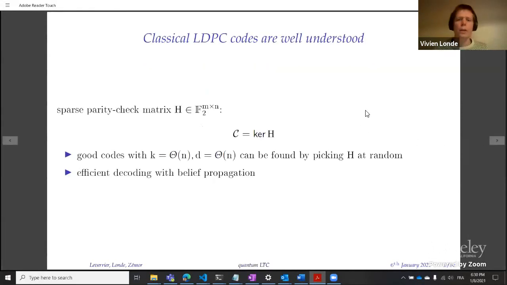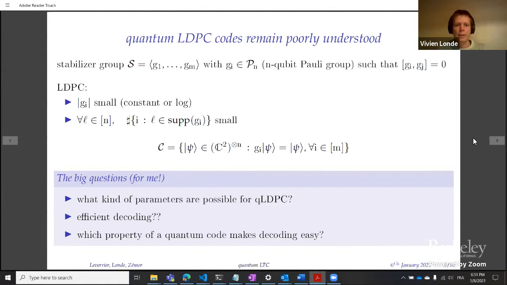Okay. So this talk is about quantum codes, and I will start with the controversial sentence that classical LDPC codes are well understood, in the sense that if you pick a random parity check matrix at random, it gives you a linear number of logical bits and a linear minimum distance, and you can decode such a code efficiently with a belief propagation algorithm. And what I really want to do is to contrast this with quantum LDPC codes, which are way less understood.